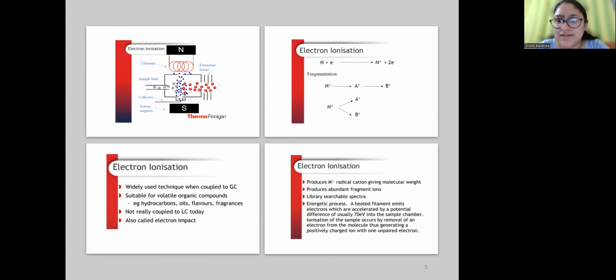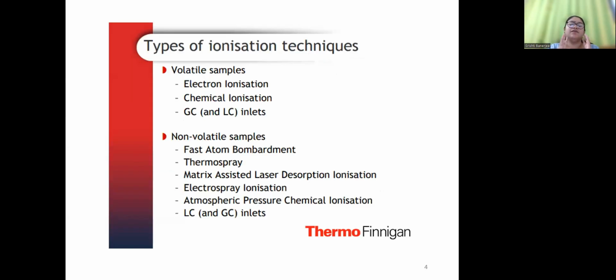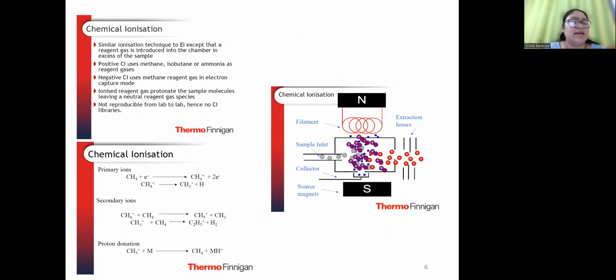What happens? It loses one electron, and it gets positively charged, because it's losing one electron, and one unpaired electron remains. And how the fragmentation will occur, you see A and B, in this process. So here is the source, magnets, how it's collected. We need to remember this, because we are discussing volatile samples. Till now we were discussing non-volatile samples, which we volatilize with the help of different organic solvents. But now if we have volatile samples, electron ionization and chemical ionization processes are used. So this much is enough.